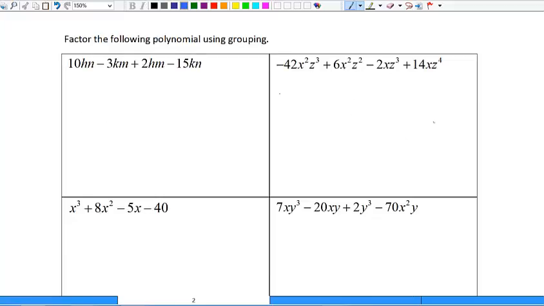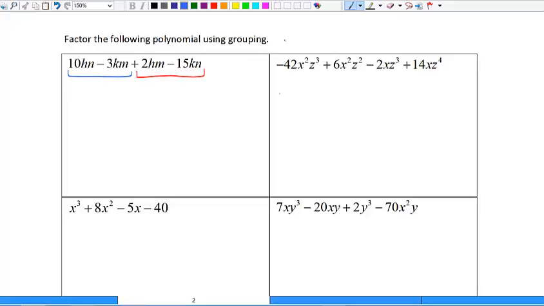So on these examples, you want to factor out the polynomial using grouping. I'm going to factor the first group in blue and the second group in red. You might want to just take your fingers and cover up the red group so that you don't see them at all, just looking at the blue group only. What is the GCF that can come out of 10HN and 3KM? Well, it doesn't look like anything can be factored out of there. Now let's look at the red group, 2HM and 15KN. Nothing can be factored out there either.